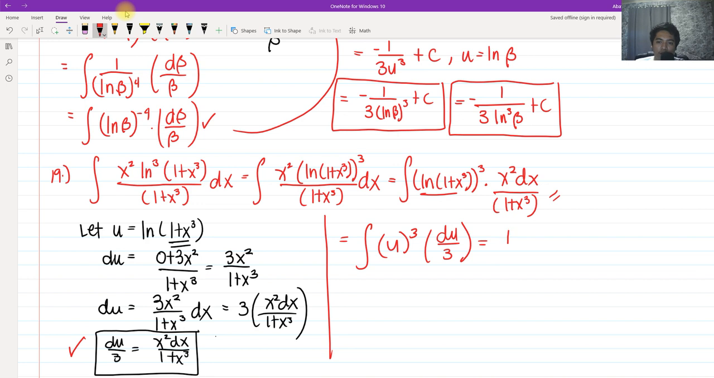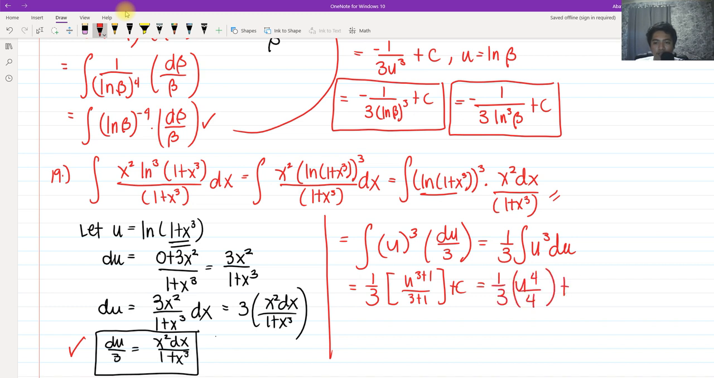So we can factor out 1/3 outside of the integral sign by properties of integrals. We can now evaluate: 1/3, and then we have u raised to 3 plus 1 all over 3 plus 1, plus c. So that becomes 1/3 u raised to 4 all over 4 plus c. If we simplify, we have 1 all over 12 u raised to 4 plus c.